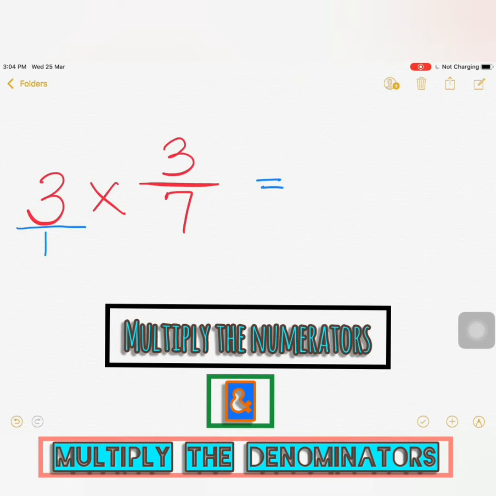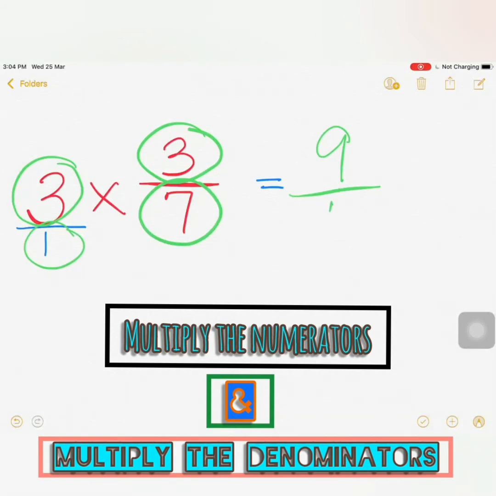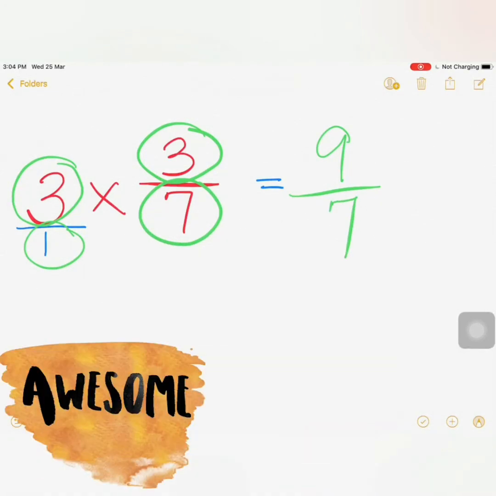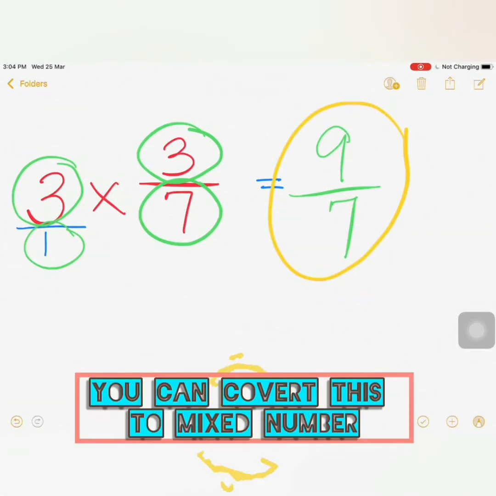So, in 3 over 1, times 3 over 7, the numerators are 3 and 3. Hence, 3 times 3 is equal to 9. This is now our numerator. Then 1 times 7 is equal to 7. So our denominator now is 7. So, our answer now is 9 over 7. Now, you can convert this to a mixed number, if you want, since we have already taught you how to do that in our previous lesson.